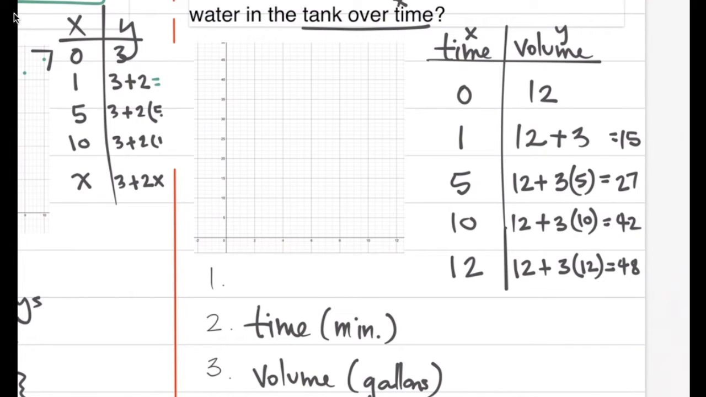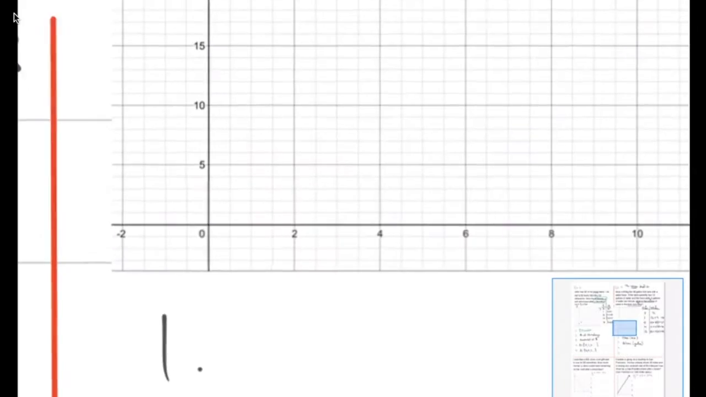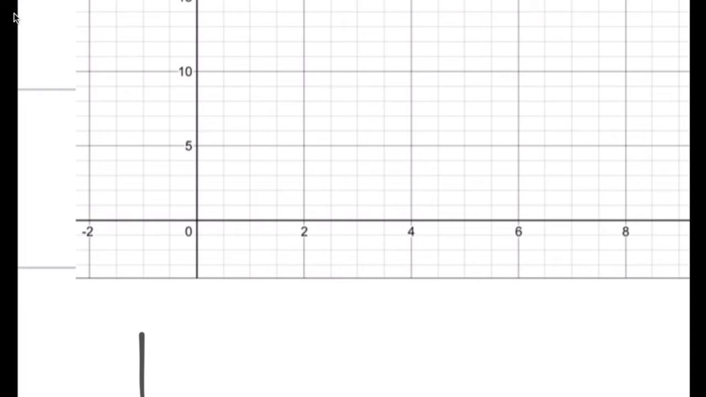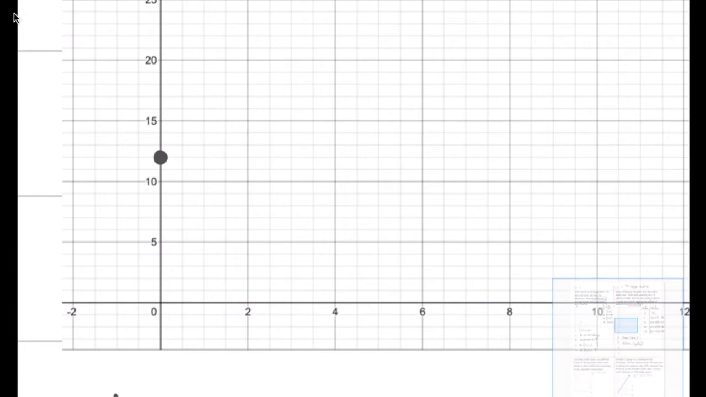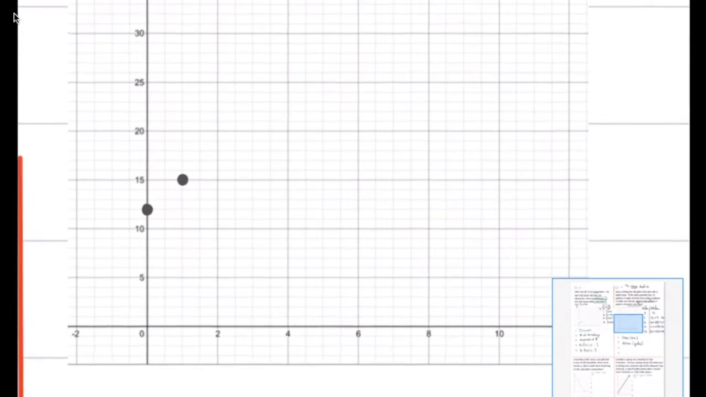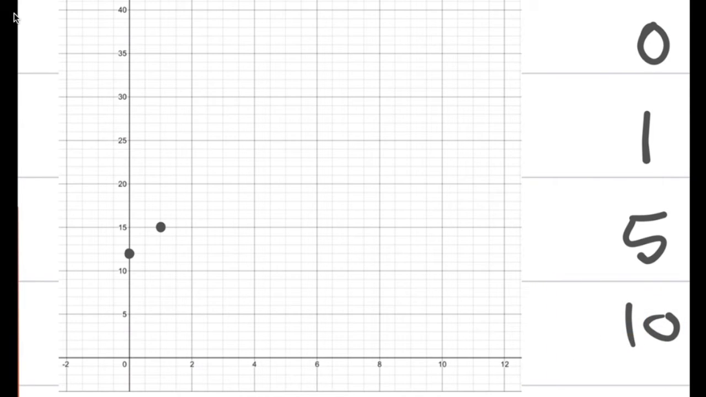All right, so let's go ahead and plot those points. Our first point was (0, 12). So (0, 12) is going to be right here. And then (1, 15), so (1, 15) is here. And then (5, 27), so 5, right there.